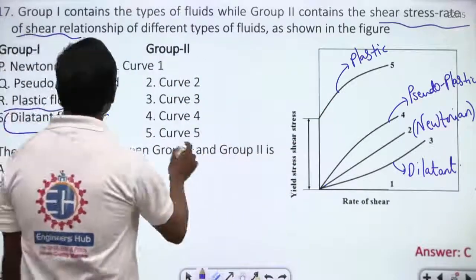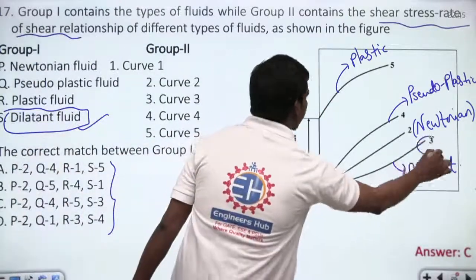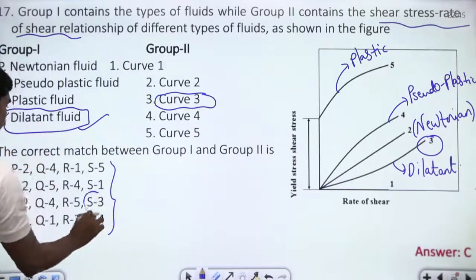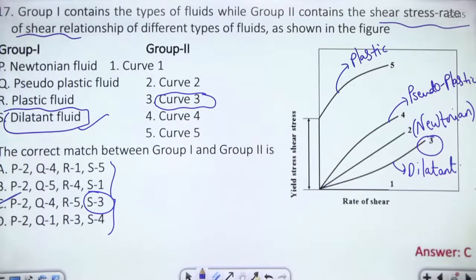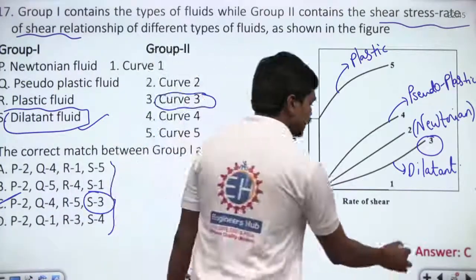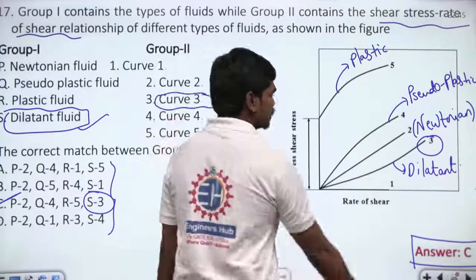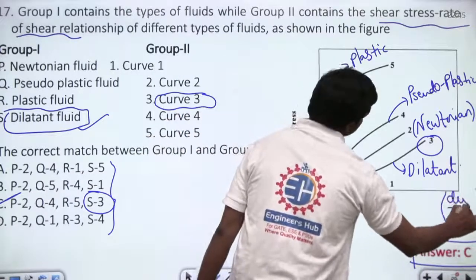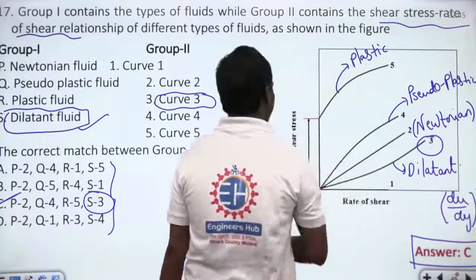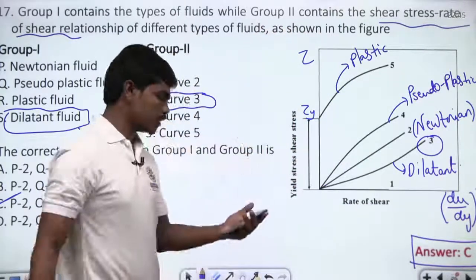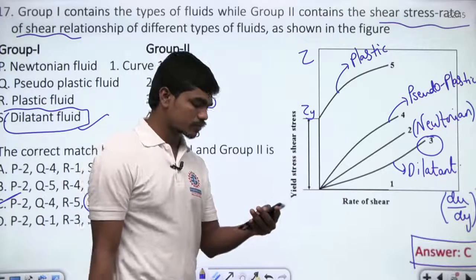So the dilatant fluid is nothing but this curve 3. So curve 3 is for dilatant. So S3 is here. So this is the correct answer, C. And you can see the official GATE key is also C. So basically this is the rate of shear, which is du by dy in our case, and of course this is the yield shear stress. This is tau y and that is the tau axis. We have seen this diagram.